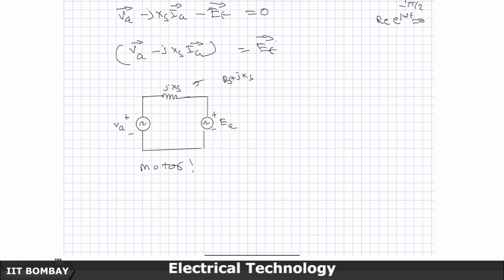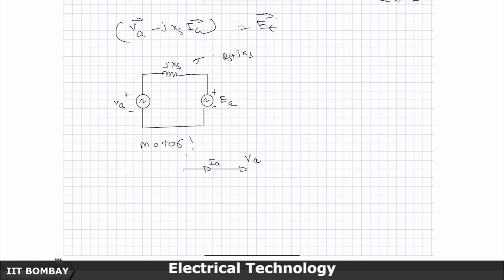Now, if you want to draw the phasor diagram of this, this is V A. Let us say that it is carrying a unity power factor current, the motor operating at this, then this will become j X s I A. Since I have to do V A minus j X s I A, this will become my terminal voltage E A. So, this is the way I can write the phasor diagram.